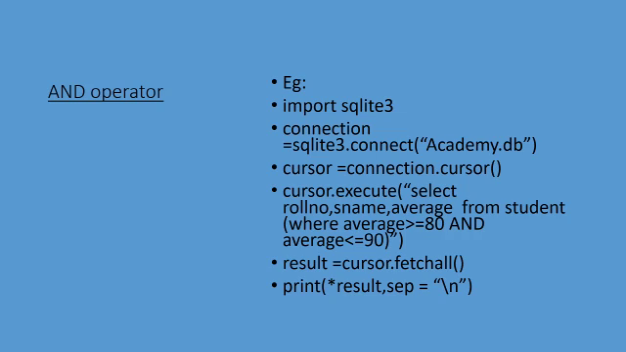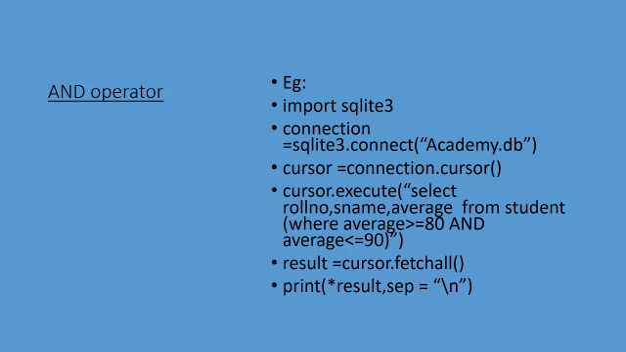What condition am I going to give? WHERE average greater than or equal to 80 AND average less than or equal to 90. So what is the condition I have given? Average lies between 80 and 90, at or above 80 and at or below 90. So these records will be displayed. This is called the AND operator. It checks both conditions. When both conditions are true, it gives the answer as true. When average is greater than or equal to 80 and average is less than or equal to 90, the records will be displayed.